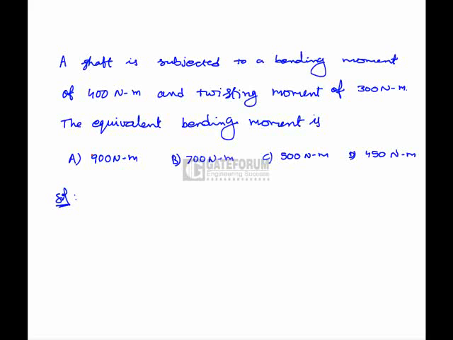A shaft is subjected to a bending moment of 400 Newton meter and a twisting moment of 300 Newton meter. The equivalent bending moment is. So when a shaft is subjected to both bending moment and twisting moment, equivalent bending moment is given by half of M plus root of M square plus T square.